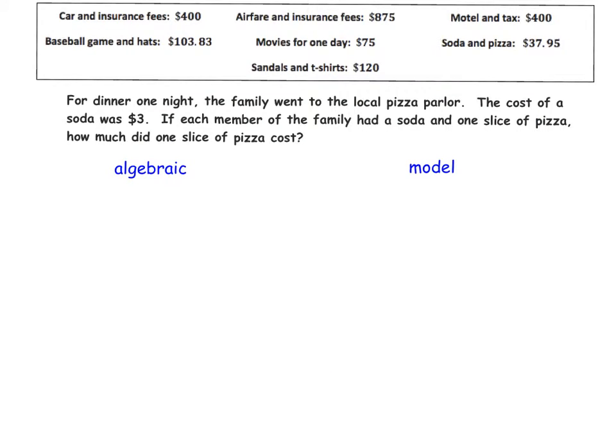Alright, this problem is very, very similar. The family, so all 5 of them, went out to a pizza parlor. The cost of a soda was $3. If each member had a soda and 1 slice of pizza, how much did the slice of pizza cost? So we can't figure it out with just this. We have to go up here and find how much they spent on soda and pizza. They spent $37.95 total. So I want you to pause, since this one is so much like the other one. See if you can do the algebraic and the model to figure out how much a slice of pizza cost.